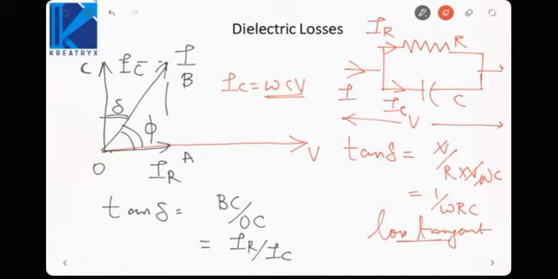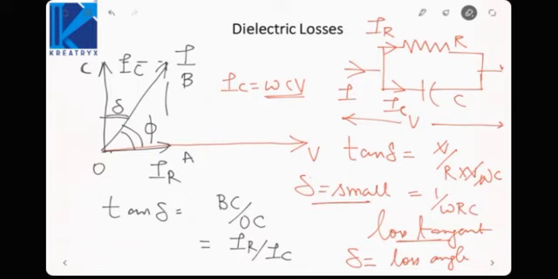This is called as loss tangent. Okay. And delta is called as the loss angle. Usually, since the power factor of a capacitor is almost 0 power factor leading, delta will be very small, as phi is almost 90 degree. So we can replace tan delta by delta in such a case. Now what is the significance of this loss tangent?